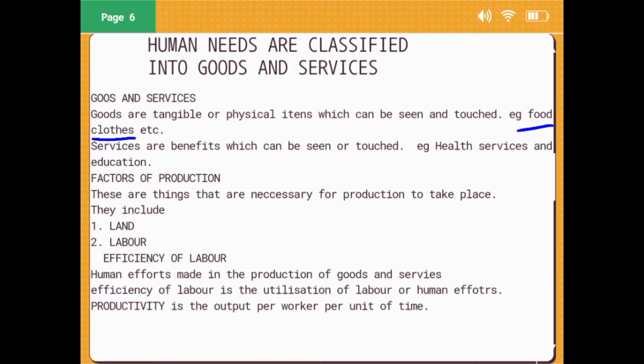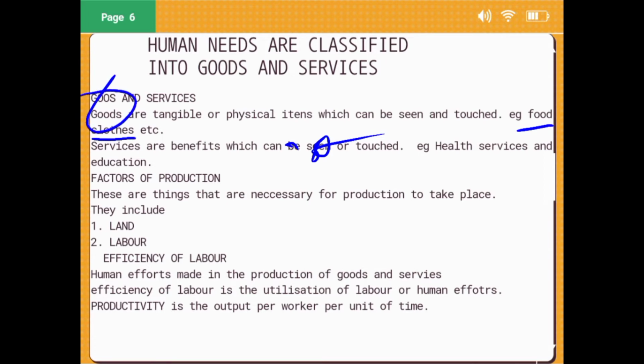Services are benefits which cannot be seen or touched. You cannot see them, cannot touch them. For example, health services. Can you touch a health service? Not a health facility, but a health service. Can you touch it? Education. Can you touch education? Interesting. You can't. So that is referred to as what? A service.